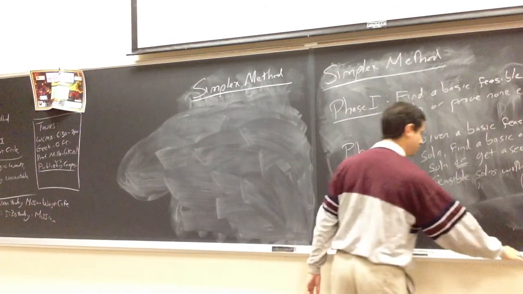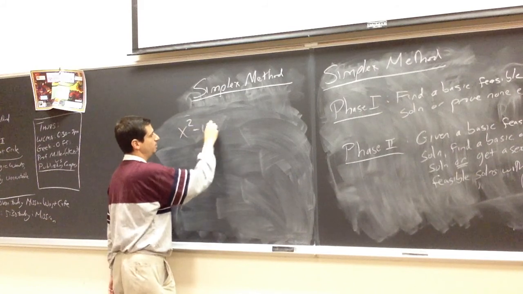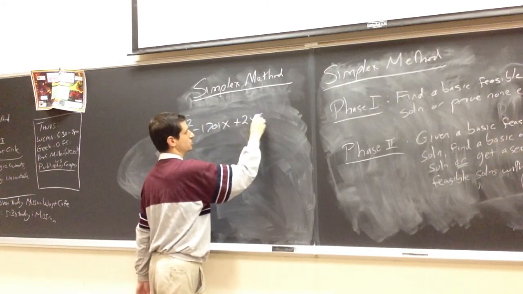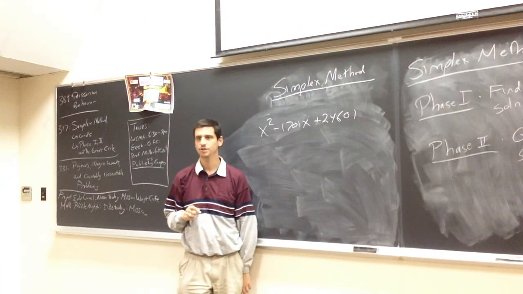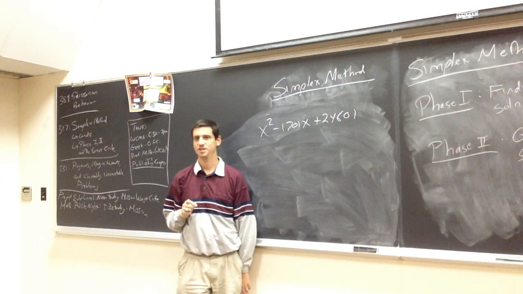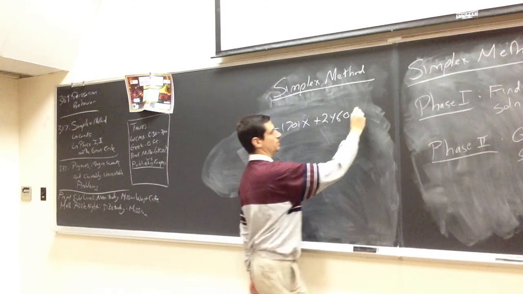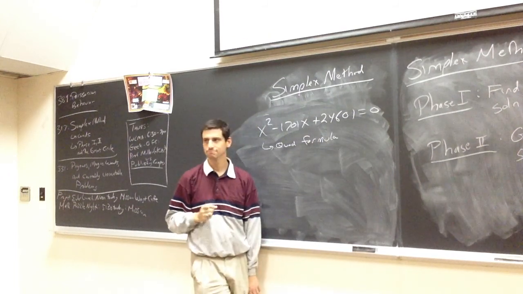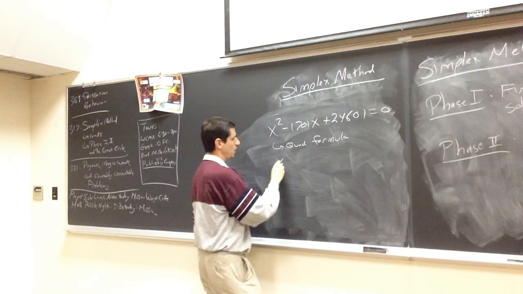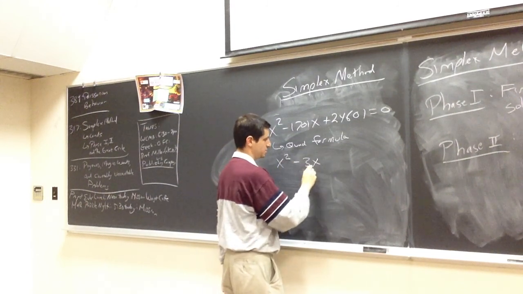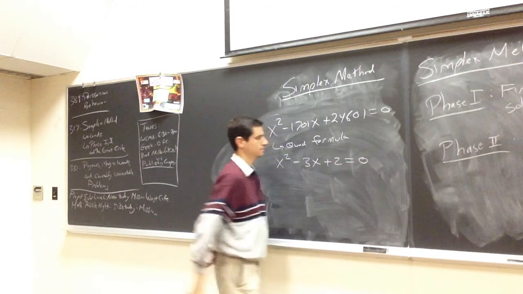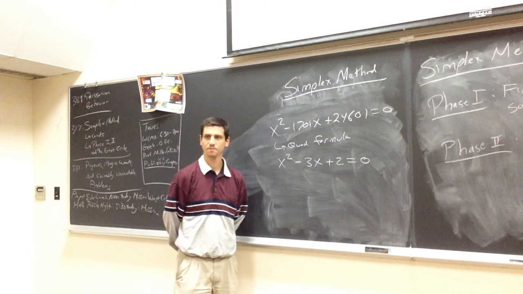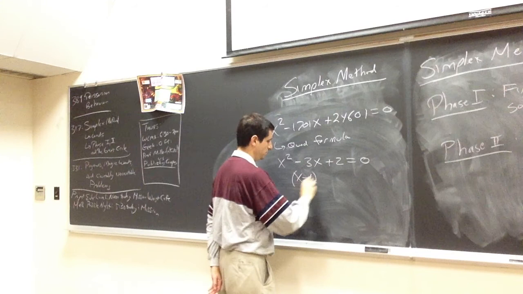Your grade depends on calculating the following. I want the roots to x squared minus 1701x plus 24601. Can you find the roots of this? If you're not saying yes, there's issues. How would we find the roots? Quadratic formula. Is it enjoyable? All right. What if I give you x squared minus 3x plus 2 equals 0? What are the solutions? Okay, x minus 1, x minus 2.